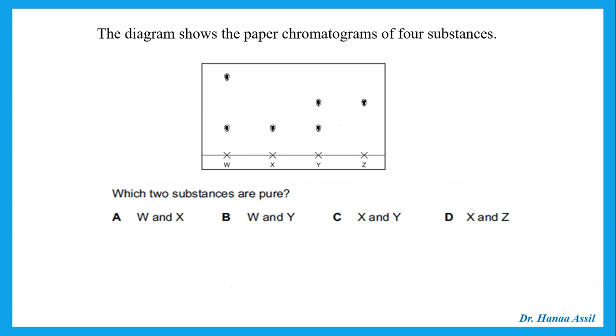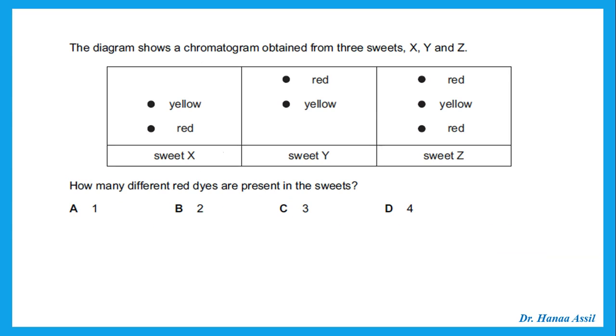The diagram shows paper chromatograms of 4 substances. Which 2 substances are pure? How do we know if something is pure? Of course, if it is pure, that means it has only 1 substance in it. That means if I do chromatography, it should give me only 1 spot. So which of these gives only 1 spot? Obviously, it is X and Z.